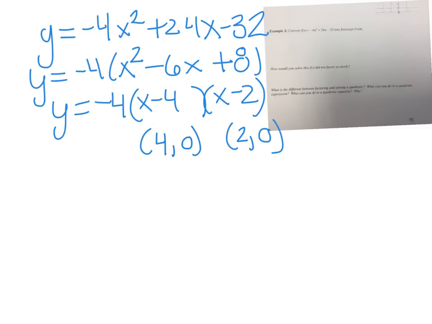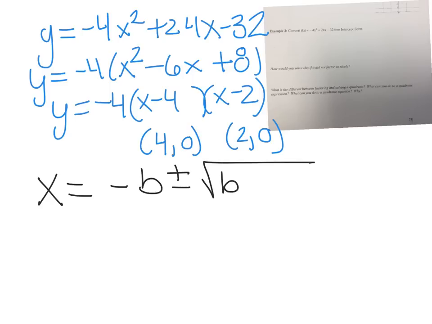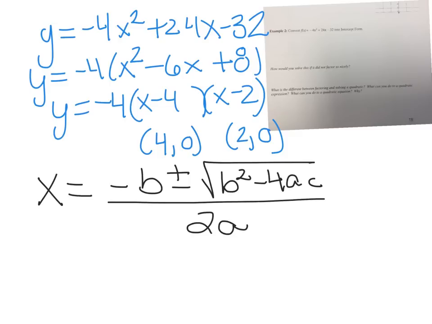The next question says, what would you do if this did not factor so nicely? And this is where you need to make sure you write this formula down because I will never, ever give it to you again. You have to know the quadratic formula. x equals the opposite of b plus or minus the square root of b squared minus 4ac, all divided by 2a. And in case you don't know, but you should, y equals ax squared plus bx plus c is where the a, b, and c come from.